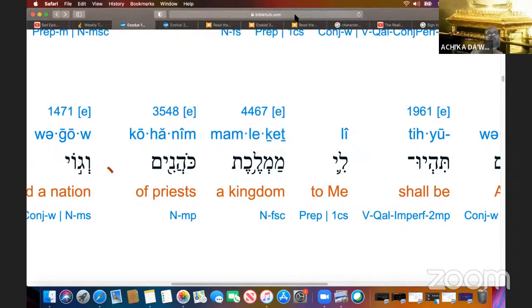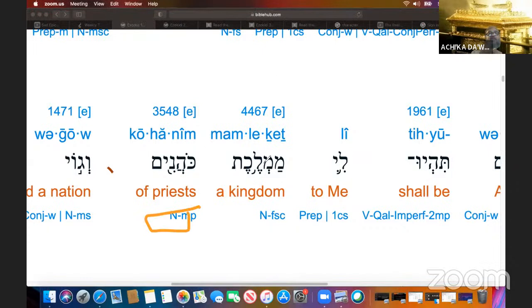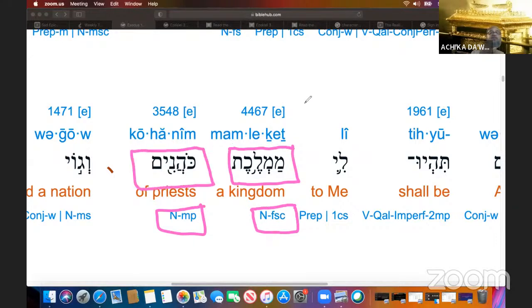So here's another example of a simikut. You got a noun here. You got a noun here. And you got a noun here. They're side by side. So this is mamlaketh, and this is kohanim. So this is the first noun that's mentioned, so it has to go into the simikuth form.